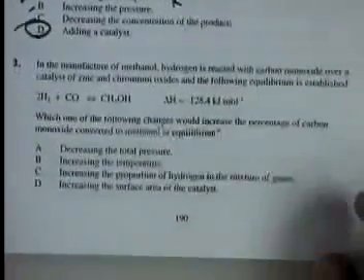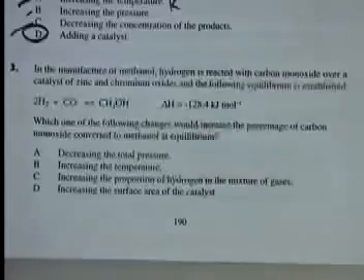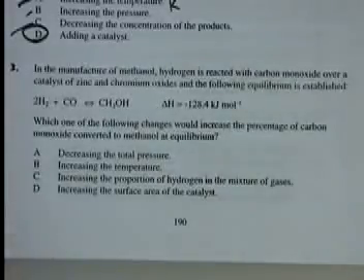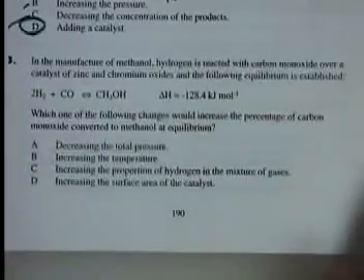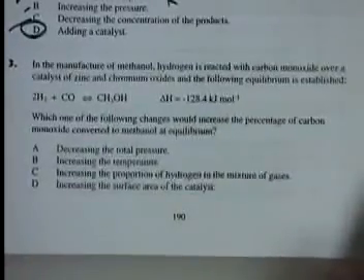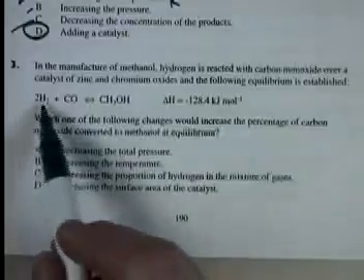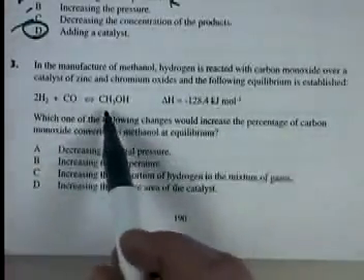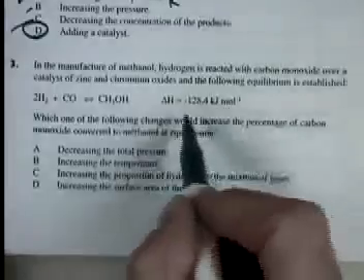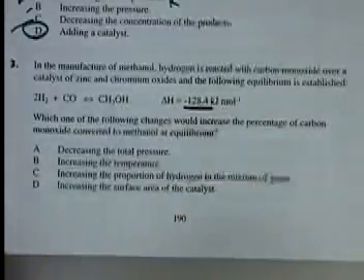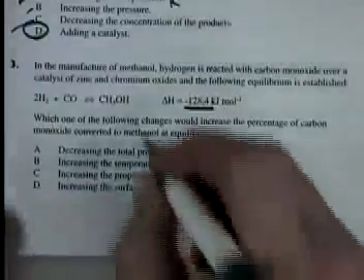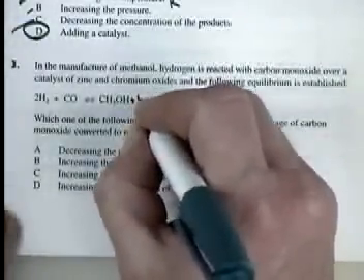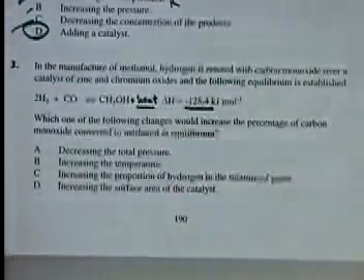Let's take a look at question number 3. In the manufacture of methanol, hydrogen is reacted with carbon monoxide over a catalyst of zinc and chromium oxides. And the following equilibrium is established. And you can see here there's 2H2 plus CO yields CH3OH. And notice this is an exothermic reaction. So technically, stop right there before you even read any more of the question and put plus heat, because we know that heat is given off, and heat is technically a product in this case.